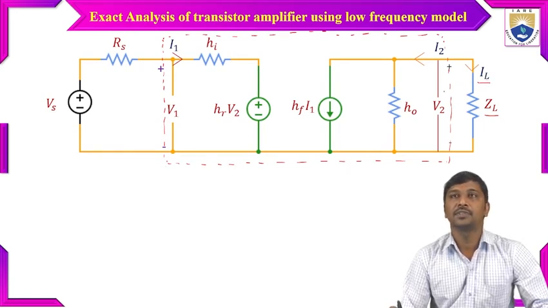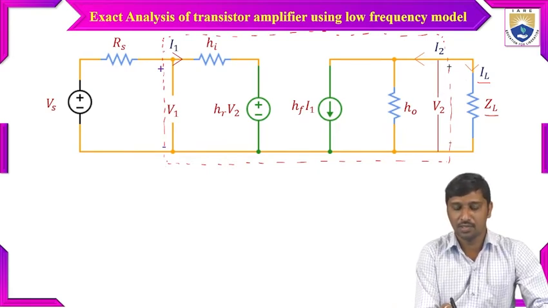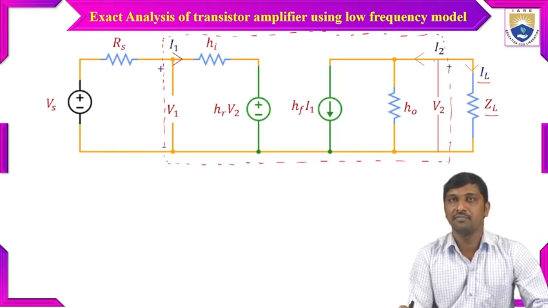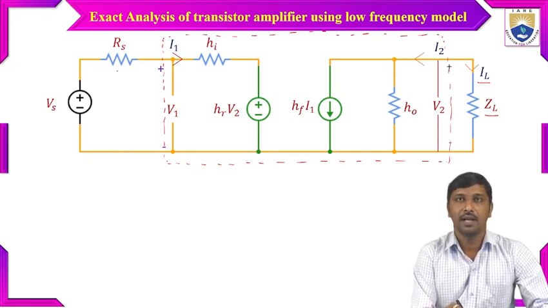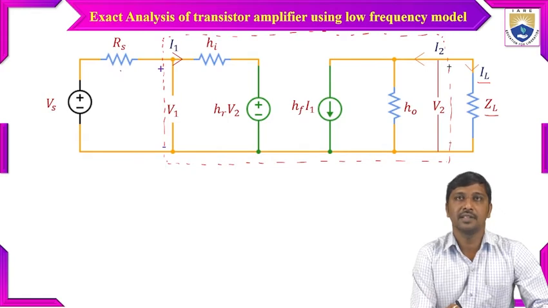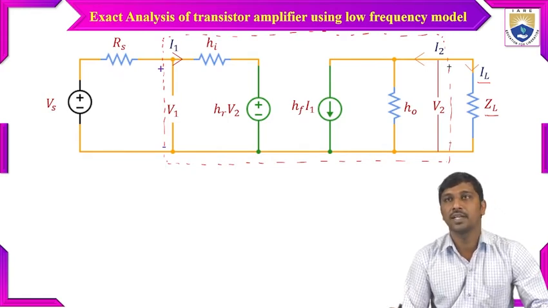Now, by using this representation of the small signal model, this is the two-port small signal model of the BJT. For this model, I added the source resistance on the input side, and on the output side I added the load resistance. Across the load resistance flows the load current, which is represented as IL.